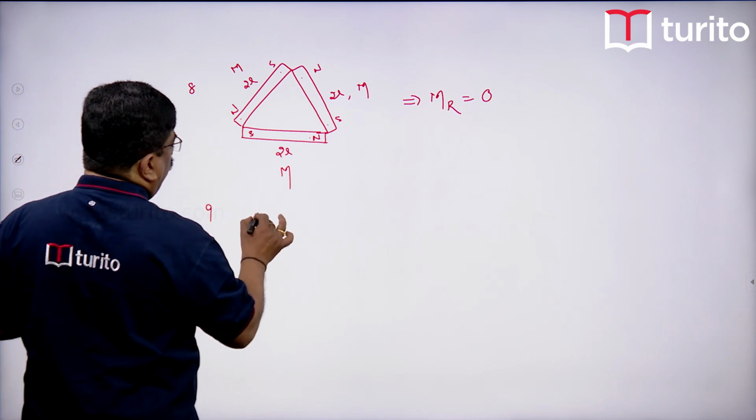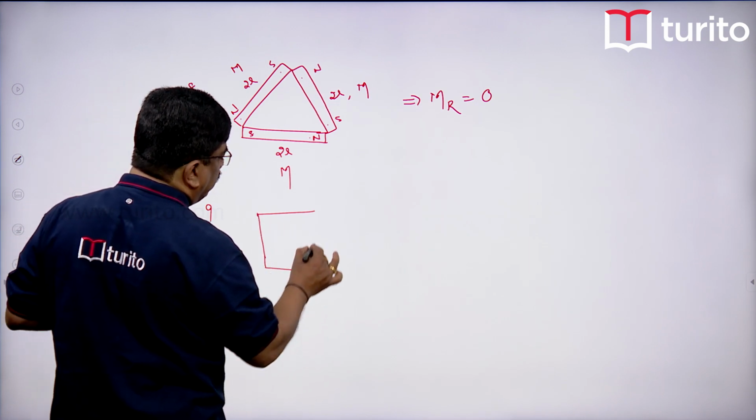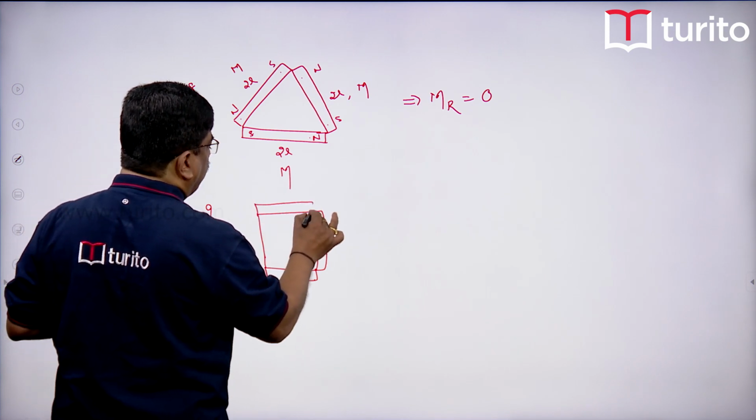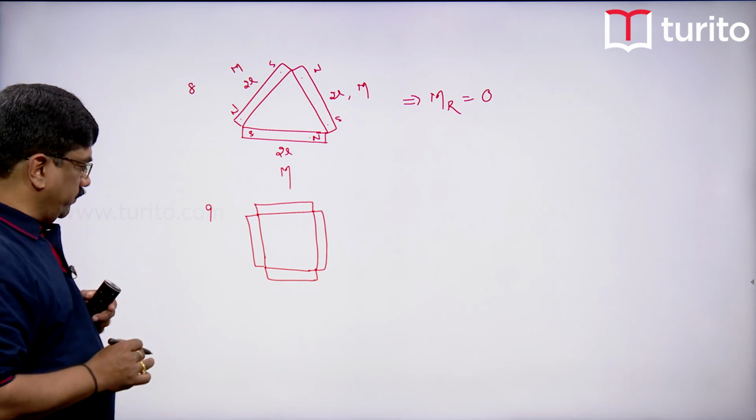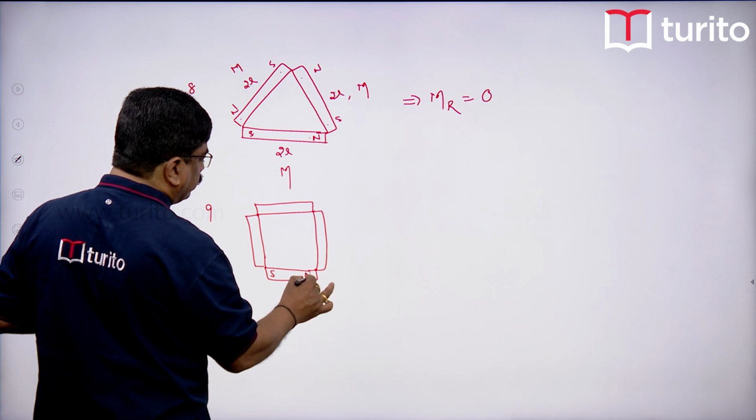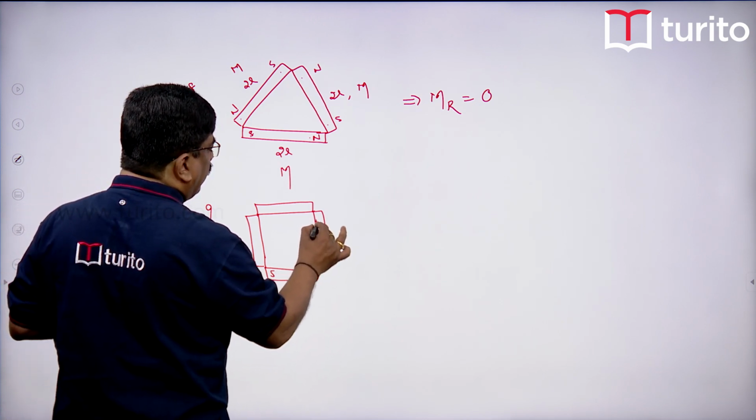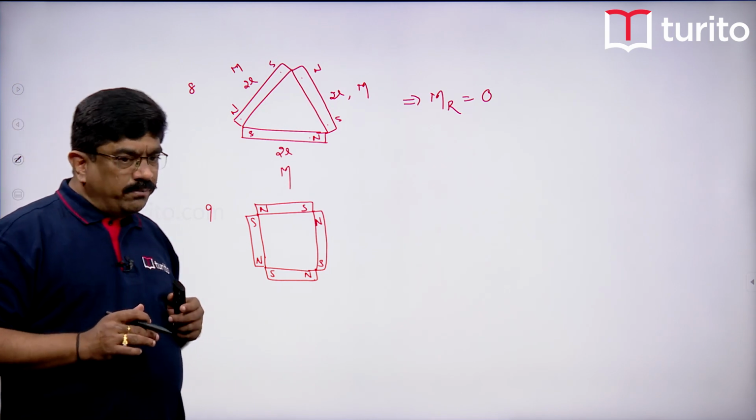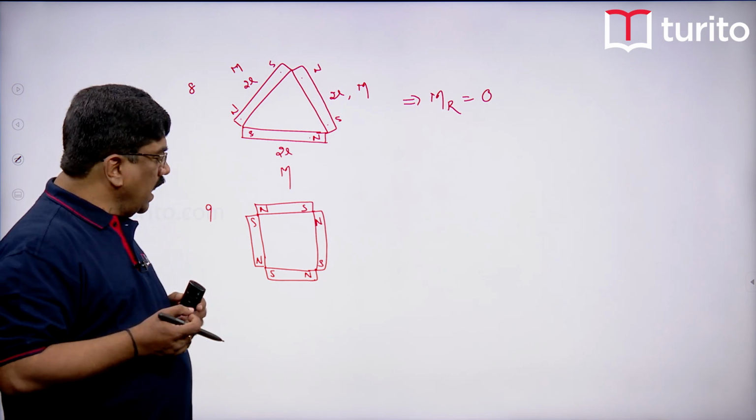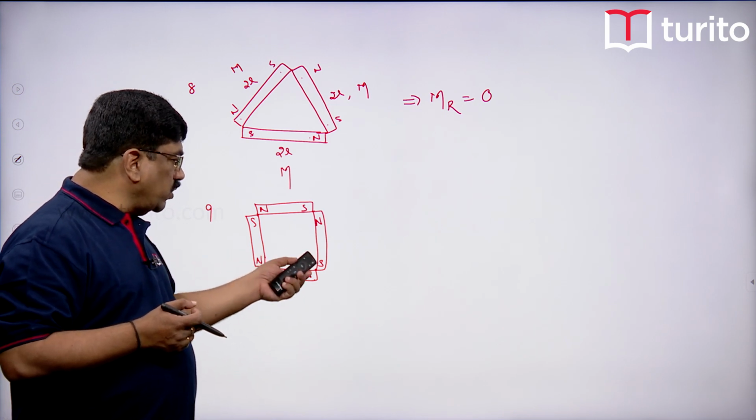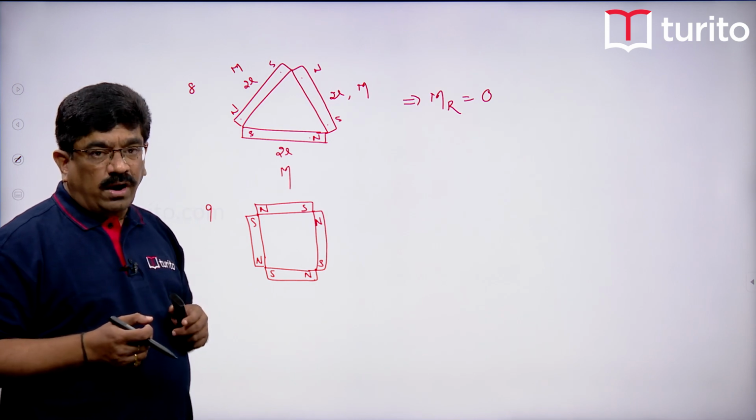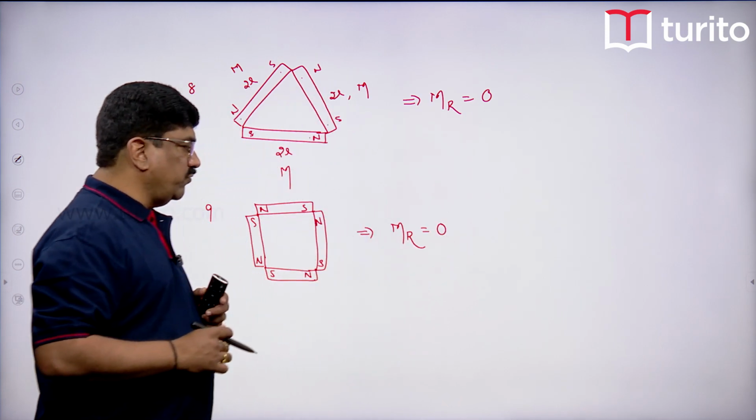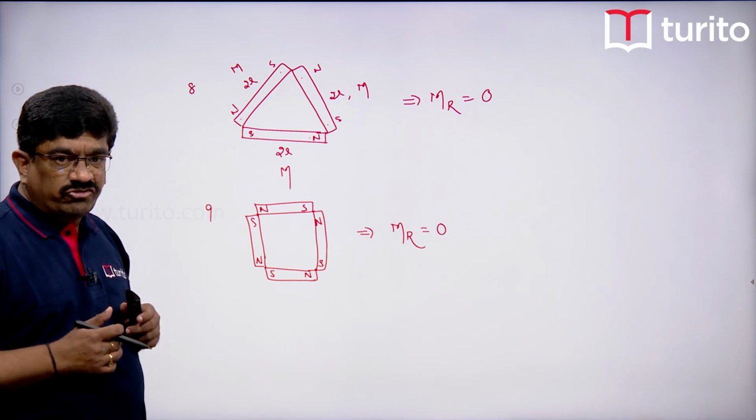Similarly, here is one more of this kind. 4 identical bar magnets are arranged in the form of a square such that, like earlier, south north, south north, south north, south north, unlike poles are in contact at each and every corner. Here also the resultant magnetic moment Mr is 0.